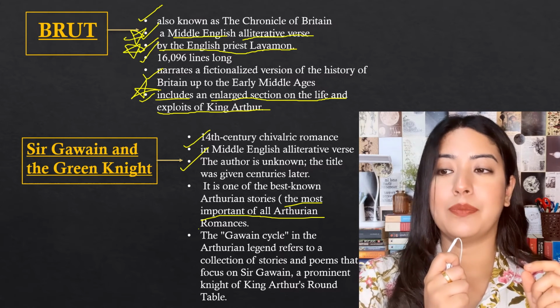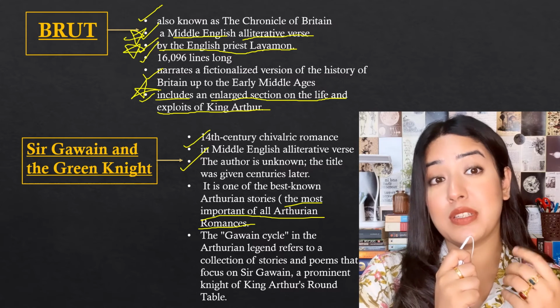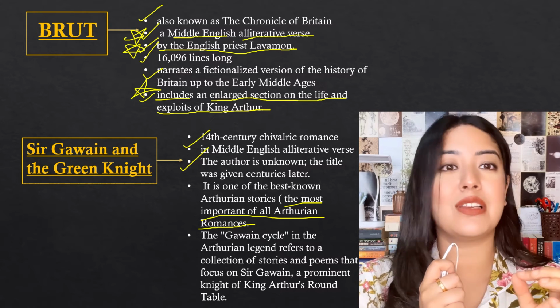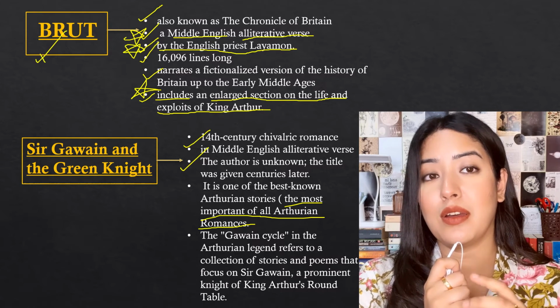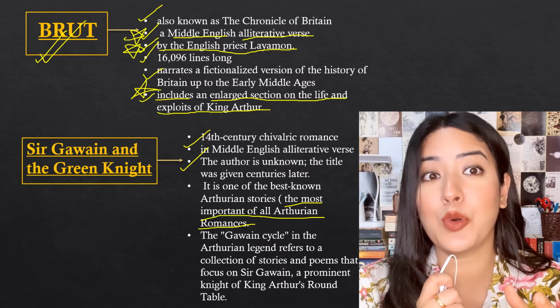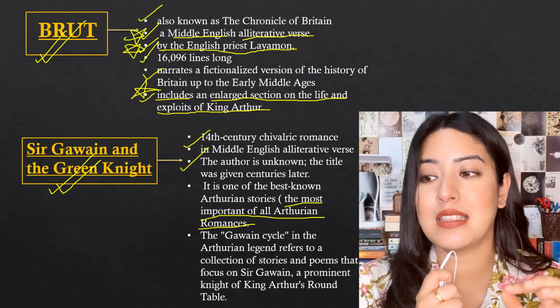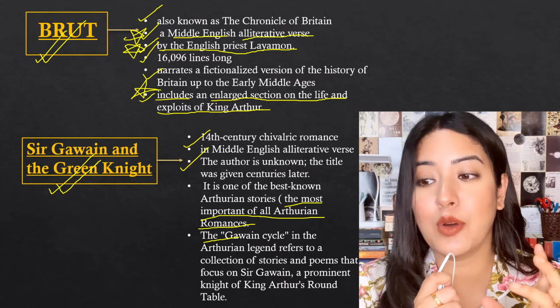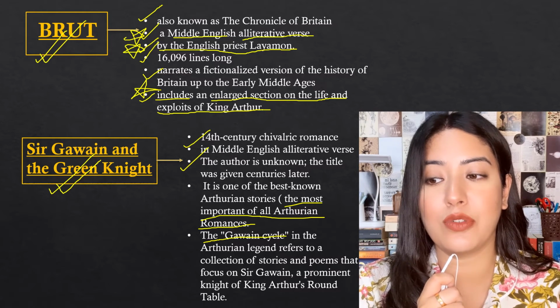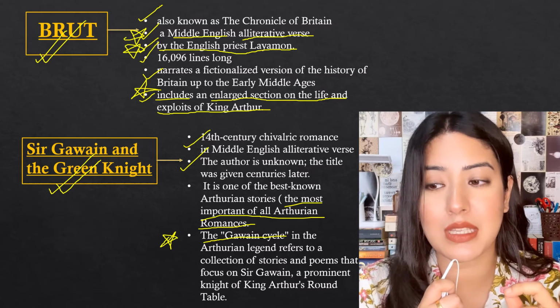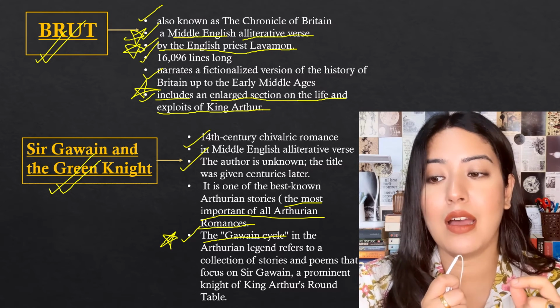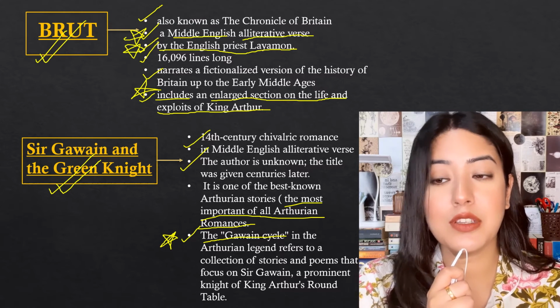Okay, now see, which is the first book to present Arthurian stories? It's Layamon's Brut. And the most important of the Arthurian romances is contained in the Gawain cycle, in Sir Gawain and the Green Knight. The Gawain cycle in the Arthurian legend refers to a collection of stories and poems that focus on Sir Gawain, a prominent knight of King Arthur's Round Table.